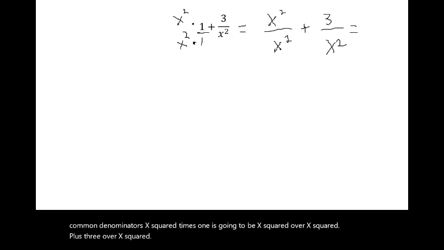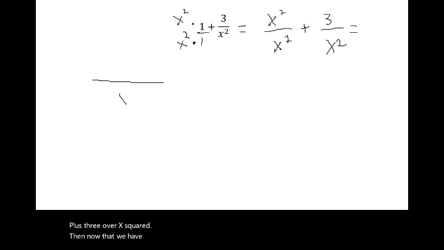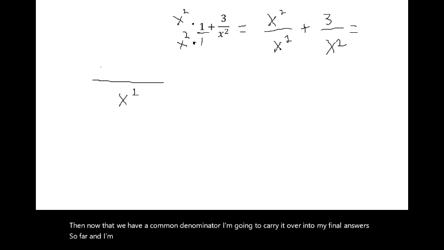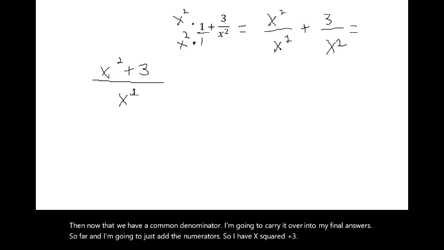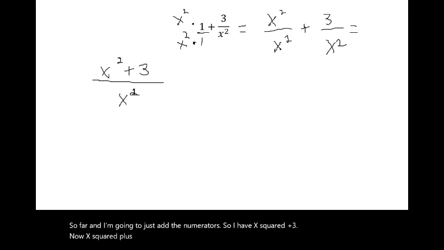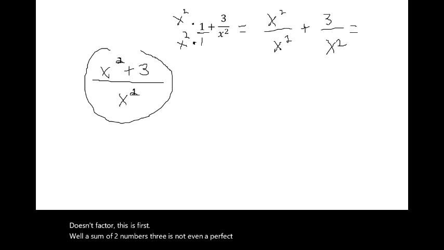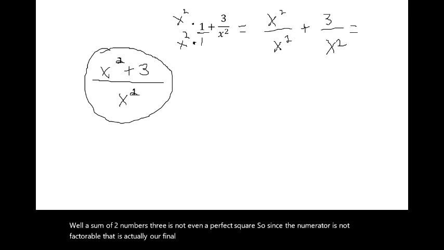Now that we have a common denominator, I'm going to carry it over into my final answer, and I'm going to just add the numerators. So I have x squared plus 3. Now x squared plus 3 doesn't factor. This is a sum of two numbers, and 3 is not even a perfect square. Since the numerator is not factorable, that is actually our final answer. Remember, do not cancel out the x squareds. Those are common terms. Common terms do not count.